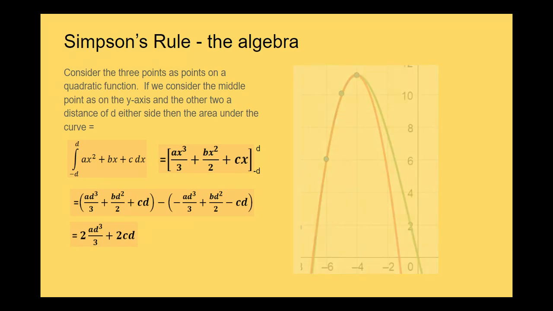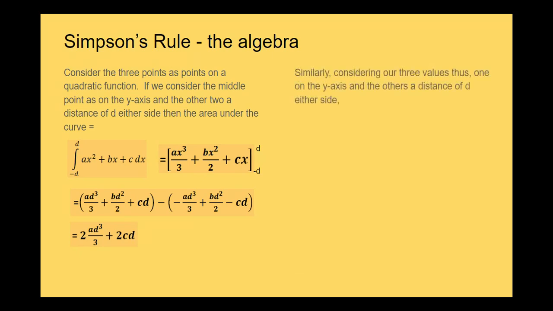Now, where we're going to go next is we're going to think about the y values at those 3 points. Our function is ax squared plus bx plus c, same as over here, same as what we integrated. But we're going to find the f, first of all, of minus d, so that's the first point. And there we have it.